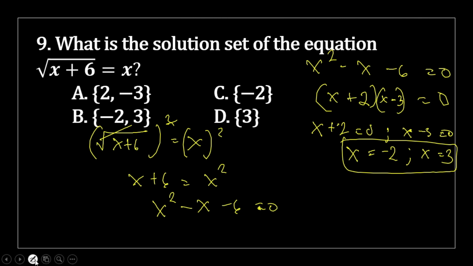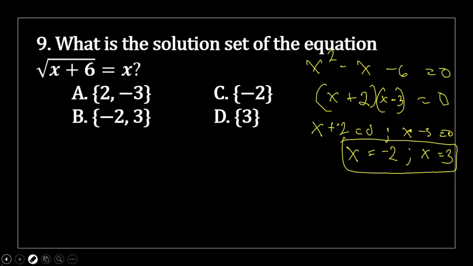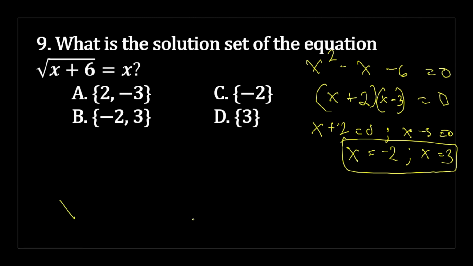Remember, we are dealing with a radical equation, so maybe there will be some extraneous solution. An extraneous solution is a solution that is good for our transformed equation, but not for our real equation. So let's substitute negative 2 and 3 to this equation and see if we can get an answer. So let's try negative 2 first.